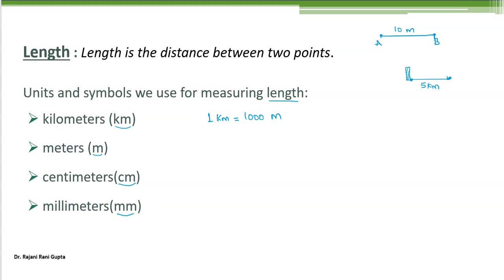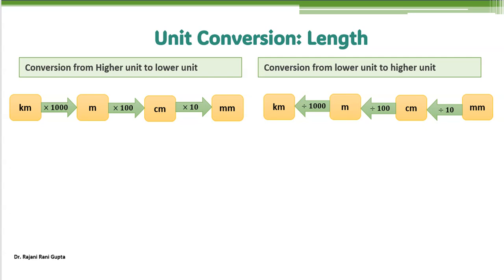Similarly, we have a relationship between meter and centimeter: 1 meter is equal to 100 centimeters. Okay, so suppose I ask you to convert 7 kilometers into millimeters. We want to know 7 kilometers is equal to how many millimeters. This is what we are going to learn in this video. So this is how we work.